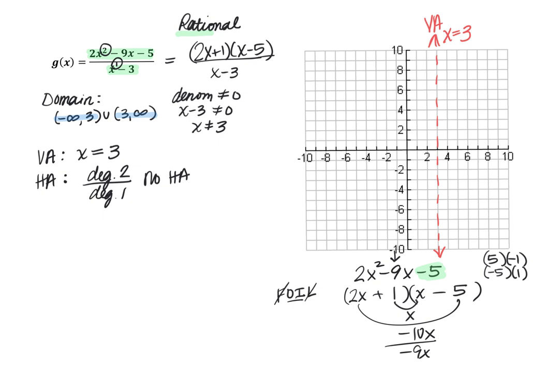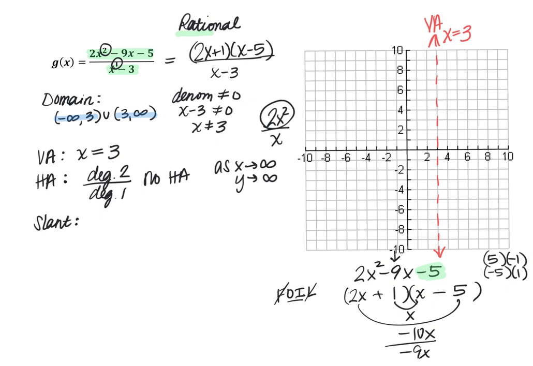We've got no HA. In this case, that is because as x increases and becomes an infinitely large number, the numerator, which has 2x squared as its leading term, will always be larger than the denominator, which has an x as its leading term. The numerator will always be much, much larger. So as x becomes a very large number, the y values also become very, very large numbers. That means the end of the graph is never going to level off, and it will not have a horizontal asymptote.